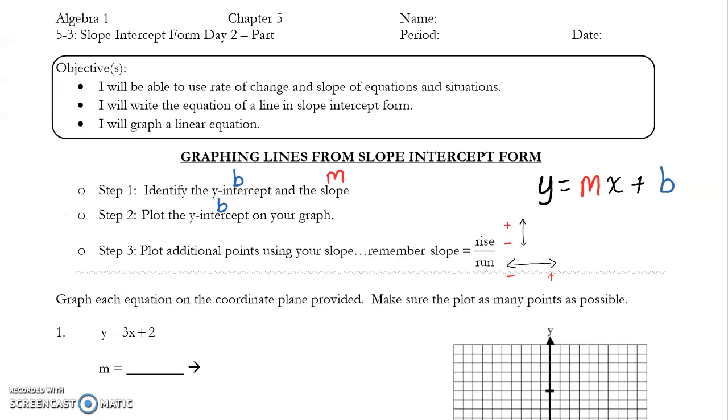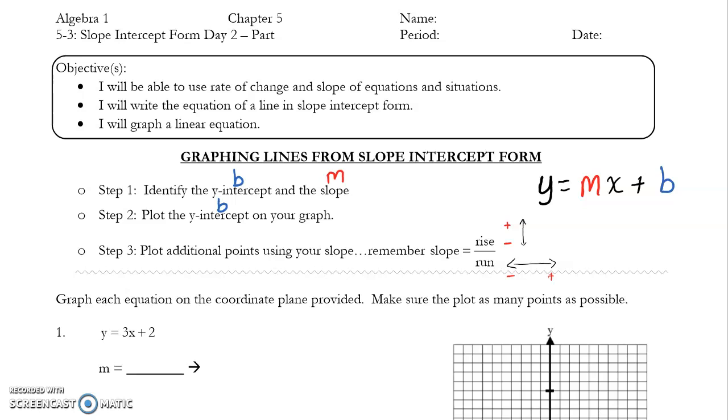So the key is, again, y equals mx plus b, and m is always our slope. It's how we move. It's the amount we move. And then b is our y-intercept. It is always at the y-axis, so our x-coordinate is always 0. Step 1 is going to be to identify those two pieces of information. We will then begin by plotting the y-intercept.